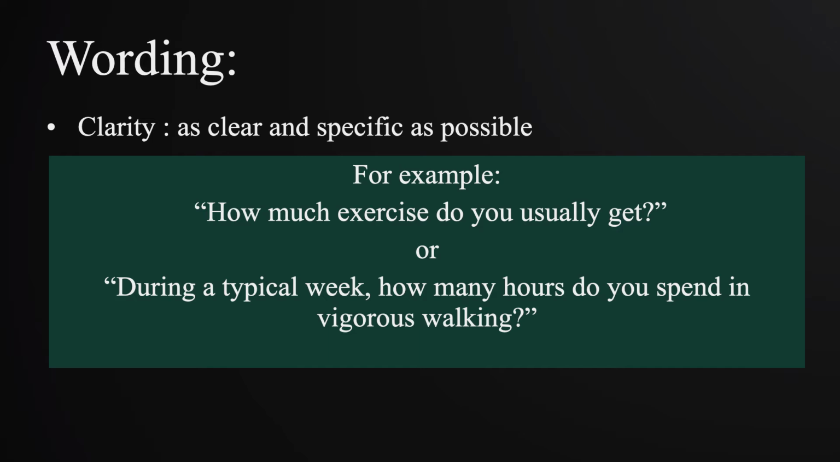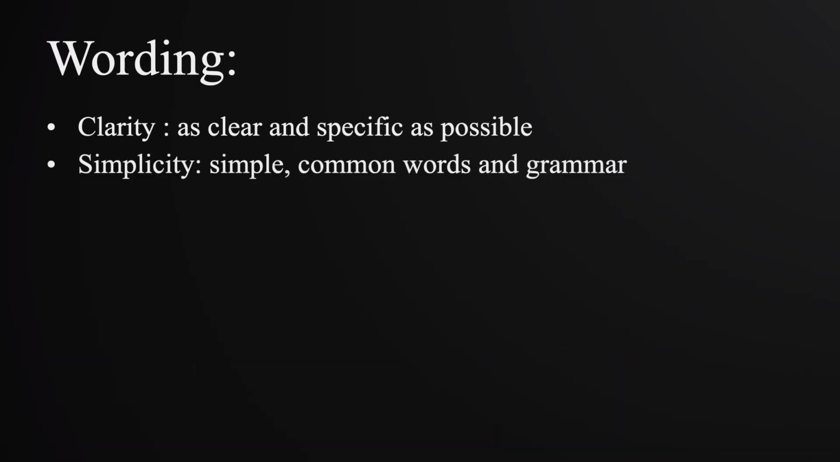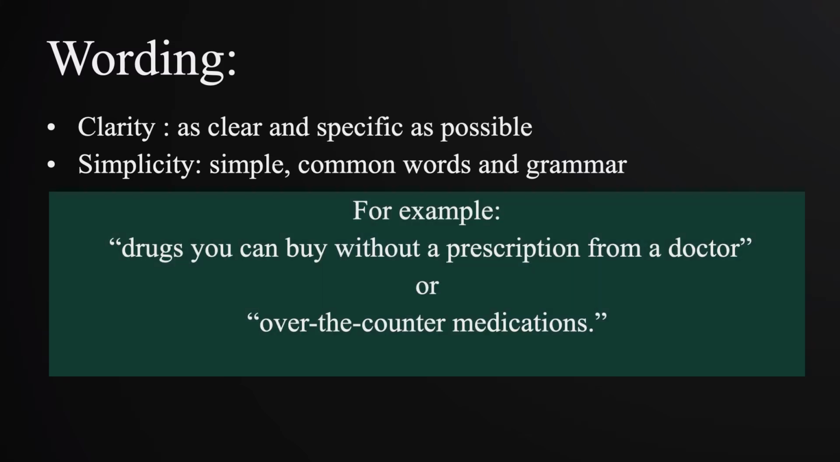This will also be of benefit when you're later analyzing the data. So one of them would give you categorical data that you need to compose together until you can find similarities between different participants. And the second question, which is the better one, you'll get continuous data that's better to analyze and will have a more well-perceived outcome. Yeah, exactly. So simplicity, simple common words and grammar. Instead of saying in a question, drugs that you buy without a prescription from the doctor, which is a very cluttered question, you can simply say over-the-counter medications. So this is a well-known term and it's not filled with jargon.